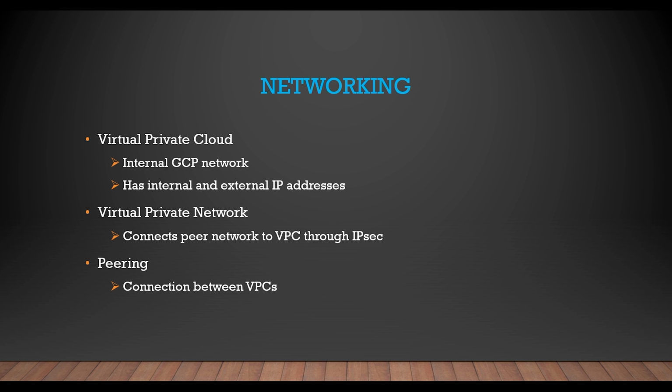So internal address is only accessible within the GCP network. So this internal GCP network is known as Virtual Private Cloud or VPC. A virtual private cloud is an internal GCP network and it has internal and external IP addresses. And external IP addresses is what you can access from the internet. Another thing to note is that external IP addresses can be static or ephemeral.